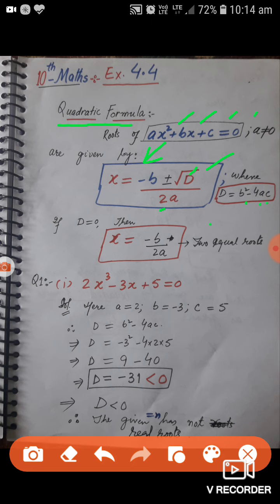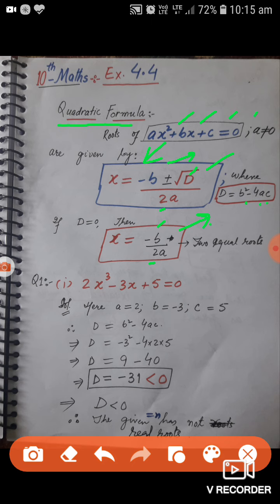So the roots of the equation are given by this simple formula, that is, minus b plus minus square root of b square minus 4ac divided by 2a. If D comes out to be equal to 0, that is, if b square minus 4ac is equal to 0, then roots are equal and are given by x equal to minus b by 2a only. So this is the quadratic formula for equal roots, and this is the quadratic formula for distinct roots.